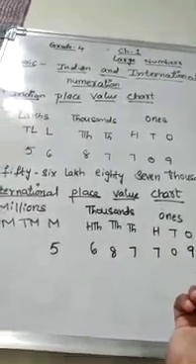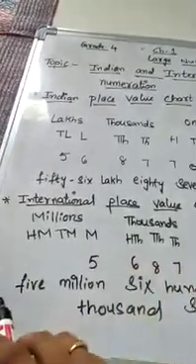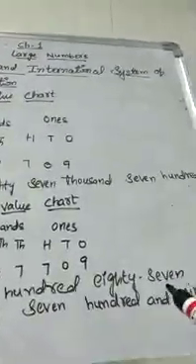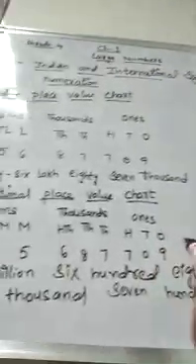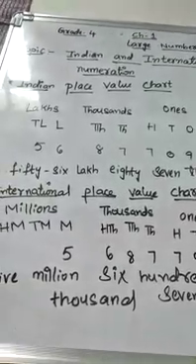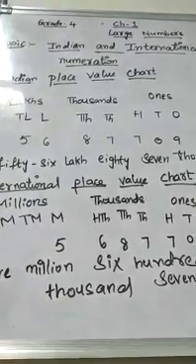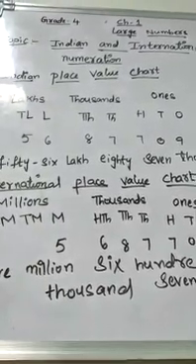And how can we write this? Let us write here: 5,687,709. This is the way to write in the international place value chart, and I have shown the difference between the Indian and international place value charts. I hope you understood the concept.